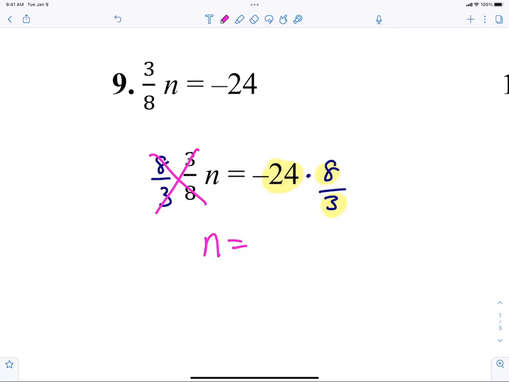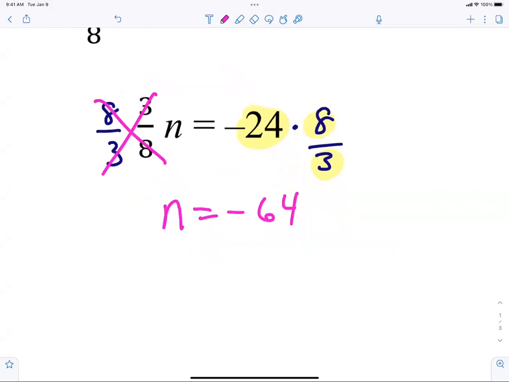So what is the final answer here? N equals? Yes, -64. Anybody have any trouble with this? Tell me, would it be negative if it's negative? Right, negative times a positive is a negative. All right, yes. How'd you get 64?